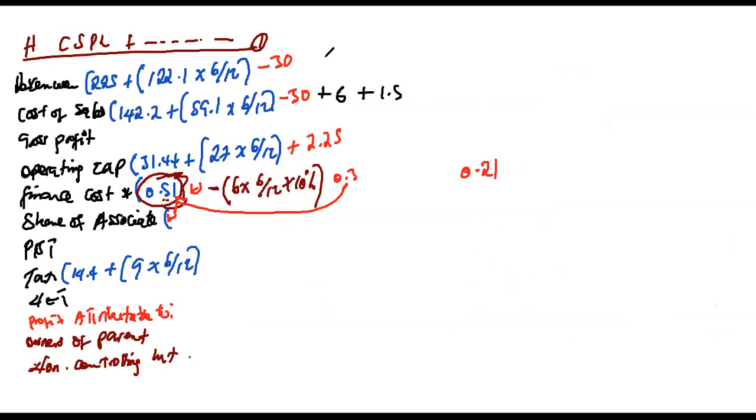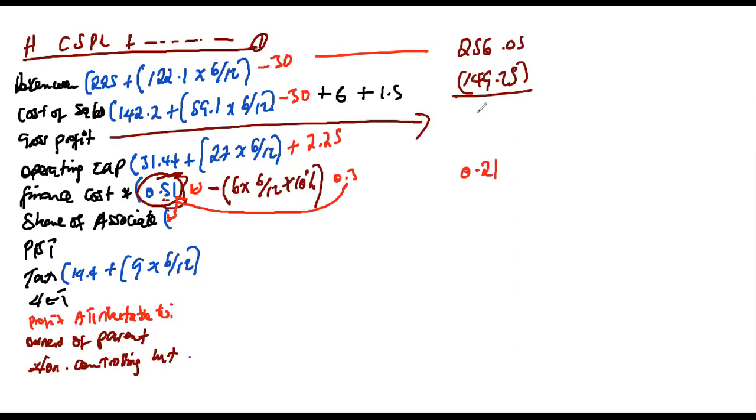What is the total for the first one for revenue? Our total for revenue is 256.05. For cost of sales, we have 149.2. We less, then we are going to have our gross profit of 106.